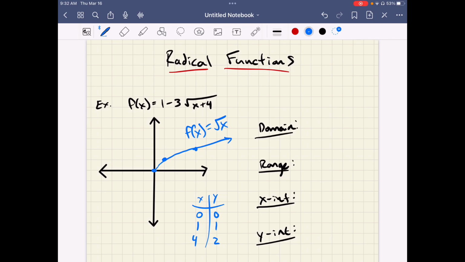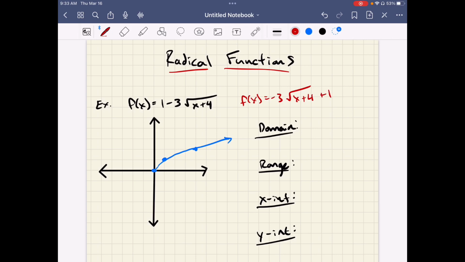So what I'm going to do now is leave that parent function there so we've got something to compare it to. And then we're going to take our new function and translate it according to what we have on our function here. I'm going to rewrite it a little bit so it makes it a little easier to notice. So I have f of x equals -3 square root of x plus 4, and then I'm going to put the plus 1 in the very back.